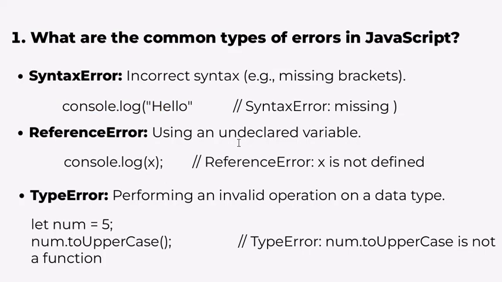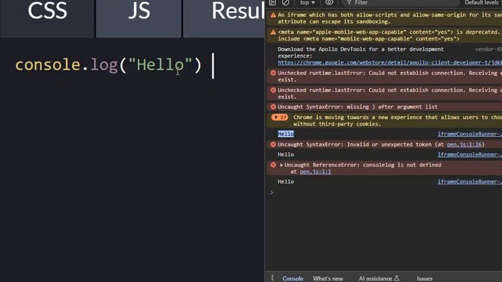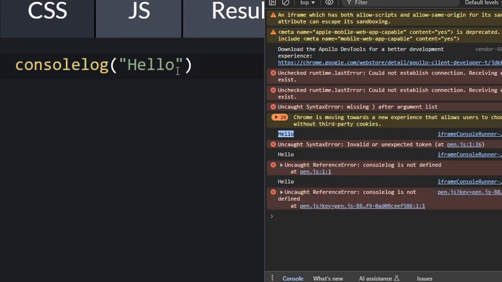What is a reference error? It is using an undeclared variable. Let's say you haven't declared a variable and you're just printing it out inside the console.log. You will face a reference error. Let me take you back to the compiler. A couple of seconds ago I removed the dot between the console and log, so I faced the reference error, which is console log is not defined.